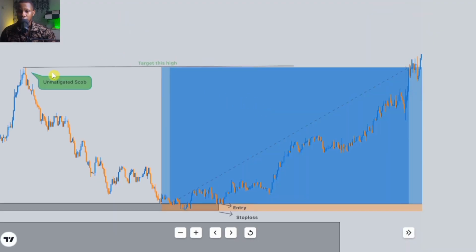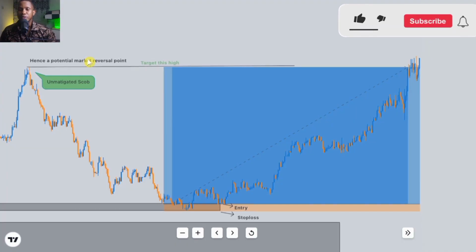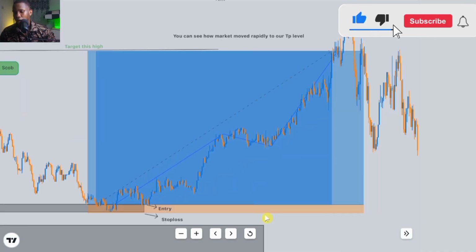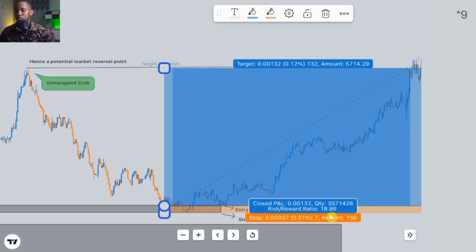because we have unmitigated single candle order block at this extreme, which can serve as a potential market reversal. And can you see how market moved rapidly to our take profit level, giving us what is 1 to 18 risk to reward ratio, guys.